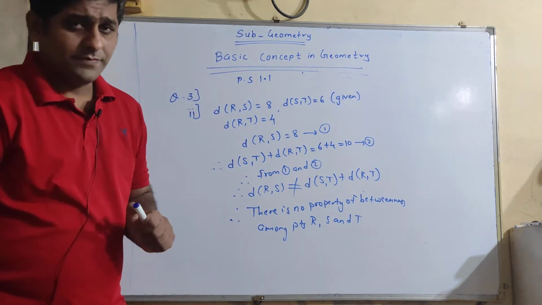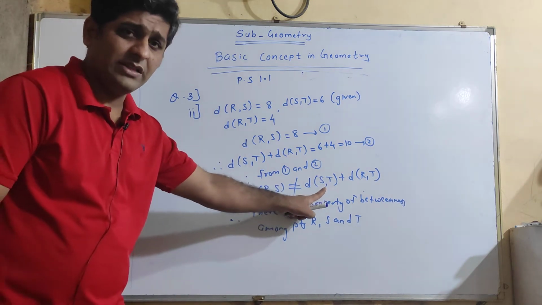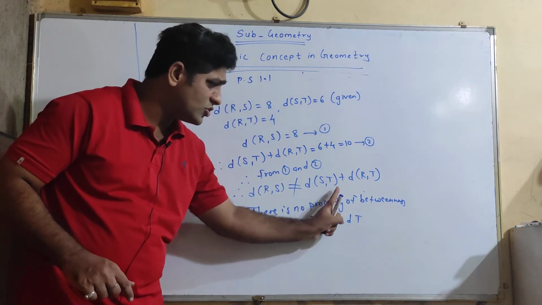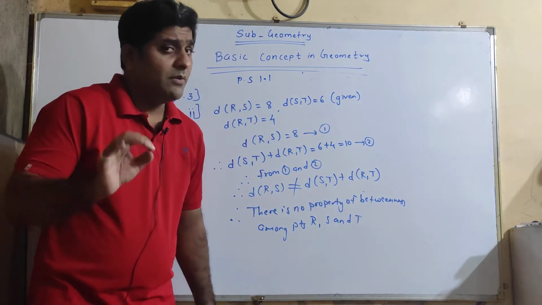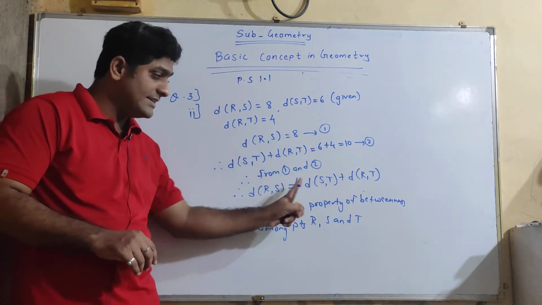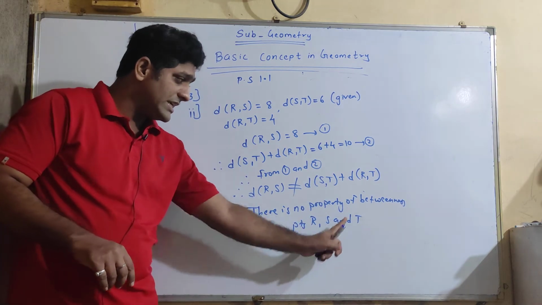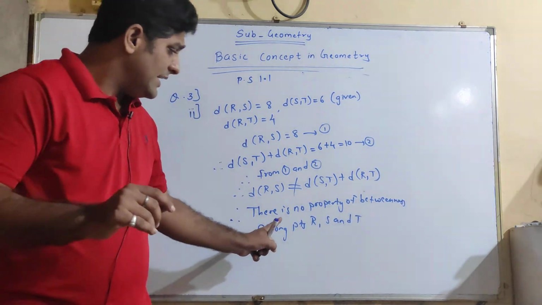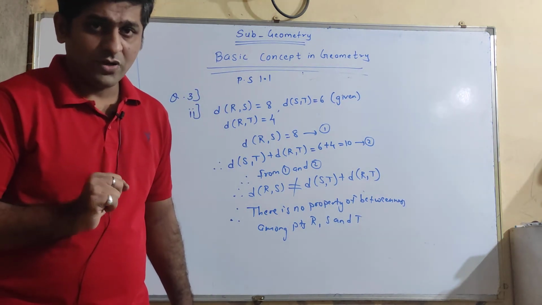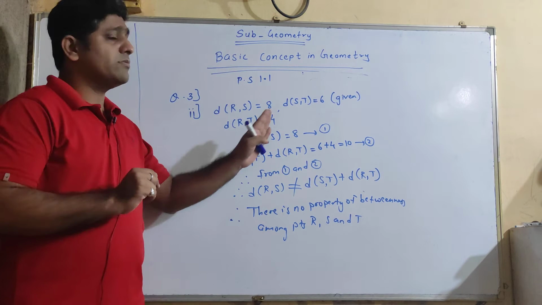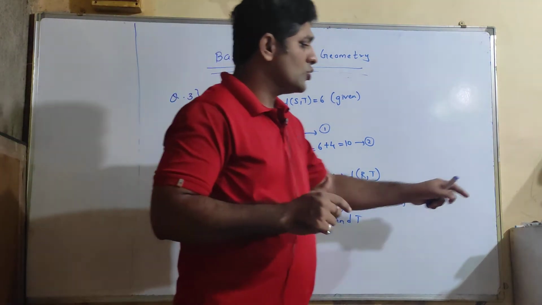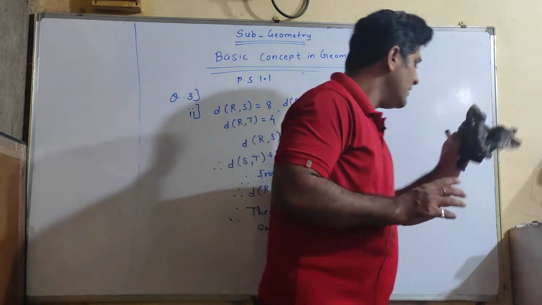So this is how students we are going to determine whether there is a property of betweenness or not. Right students, if the distances are equal, there is a property of betweenness, and the common point between the two smaller distances will lie in the middle. But suppose the distances are not equal, like we can see in this case, so we say that there is no property of betweenness existing among the points R, S and T. Okay students, so this is all about the betweenness concept in geometry. Now what we will do students, we will do one more sum from this practice set.